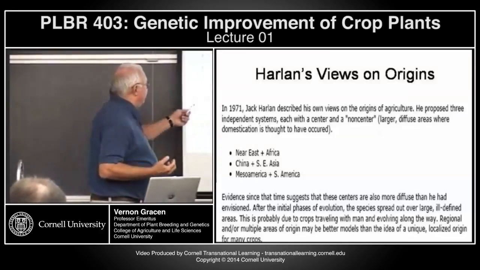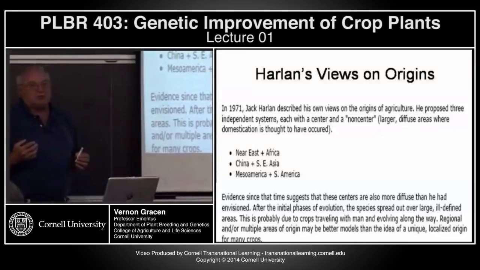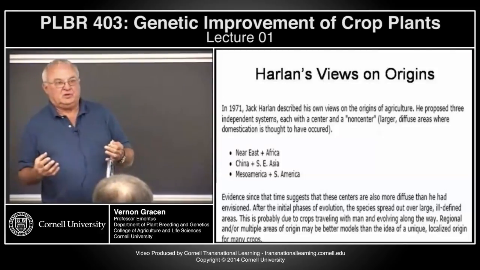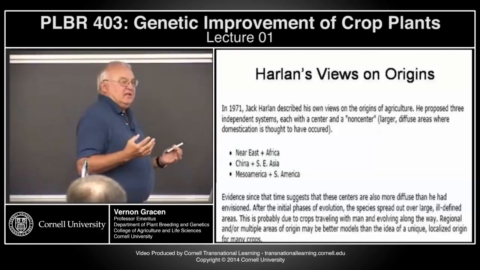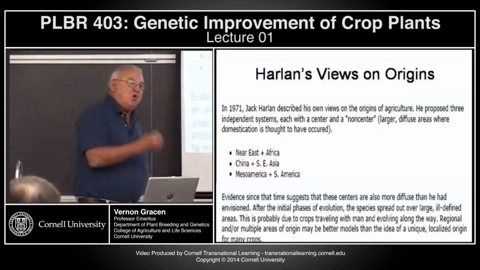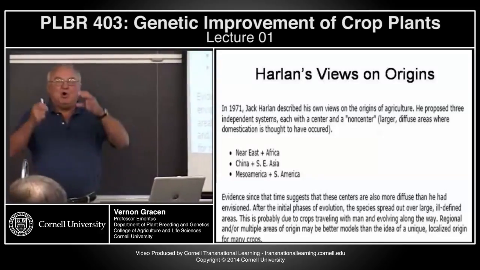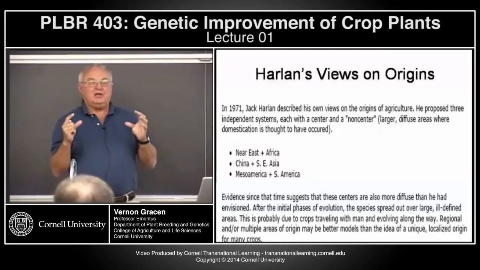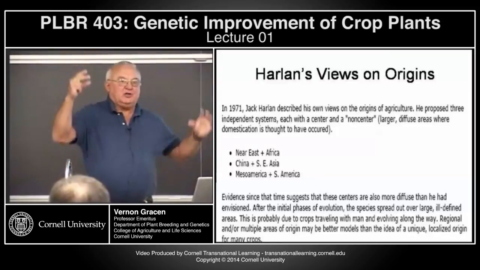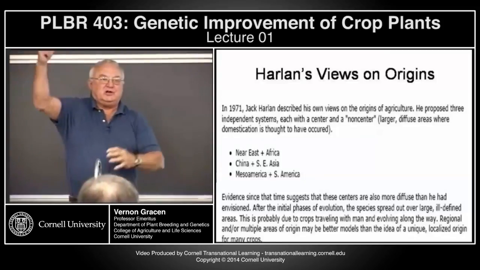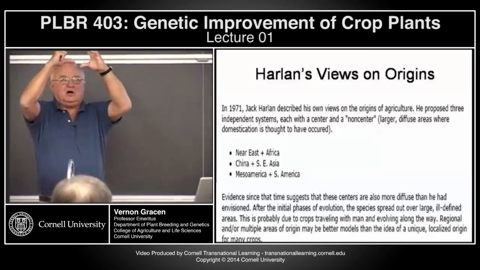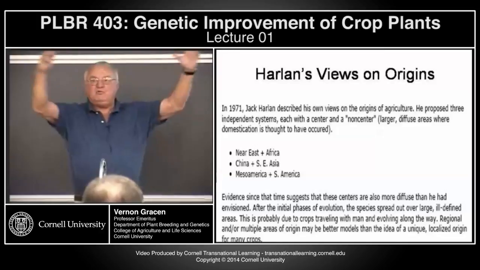Well, since then, evidence says these centers are more diffuse than even Harlan had recognized, and that in fact, most of our crops may have had one primary site where domestication started, but lots of secondary or tertiary sites where it continued. And then in fact, very early on, these crops started moving all around the world.